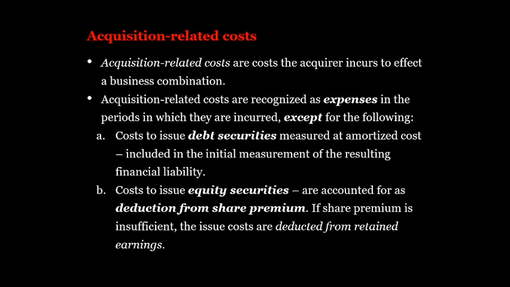Okay, acquisition related cost. These are costs that are incurred because of the business combination. And most of the time, they are recognized as expense. Okay, basta it's related, expense na kaagad yan. Except when these are the cost to issue debt securities, because they are measured at amortized cost, sabi daw. So you have to include that in the initial measurement of the resulting financial liability.